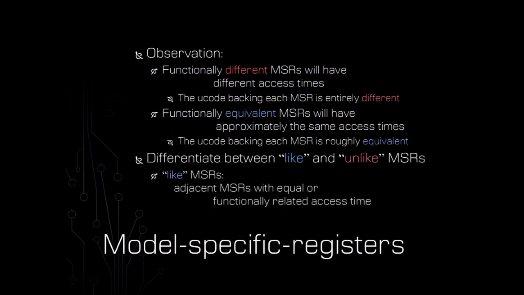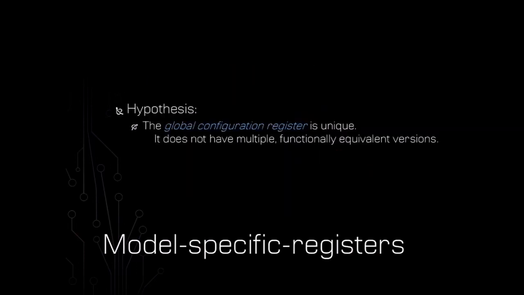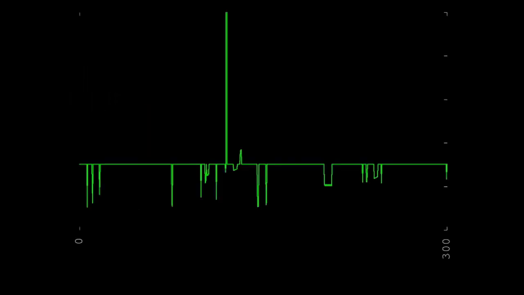I'm going to define like MSRs as adjacent MSRs with equal or functionally related access times. So then specifically, I'm going to throw out this hypothesis that the global configuration register, this model-specific register hinted at in these patents, is probably unique. It doesn't make sense to have multiple functionally equivalent versions of the GCR. This thing should have a bit that activates a new x86 instruction that I can use for circumventing protections, and it doesn't make a lot of sense to have several of these registers all doing the same thing.